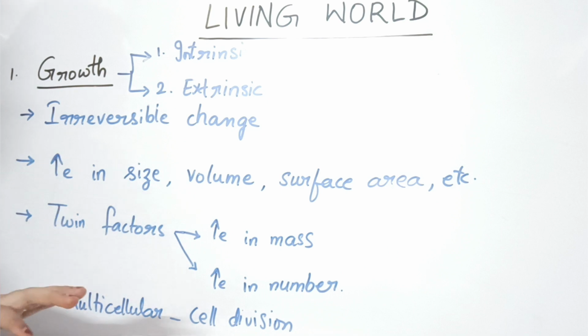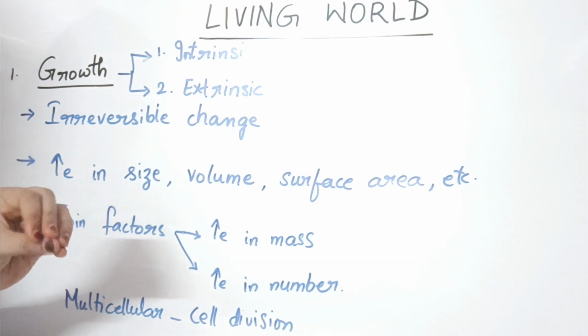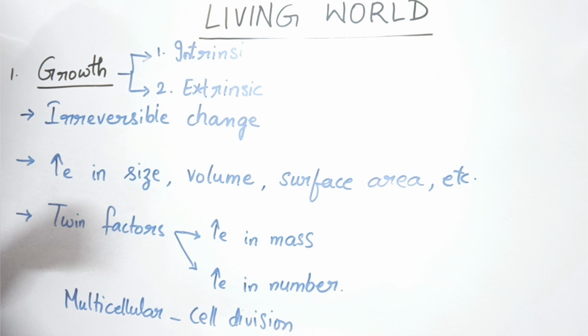Now what is the fundamental exception here? That is the case of plants and animals. Plants show growth by cell division that occurs throughout their lifespan, but in animals the growth is seen only up to a certain age, right? This was the first one.